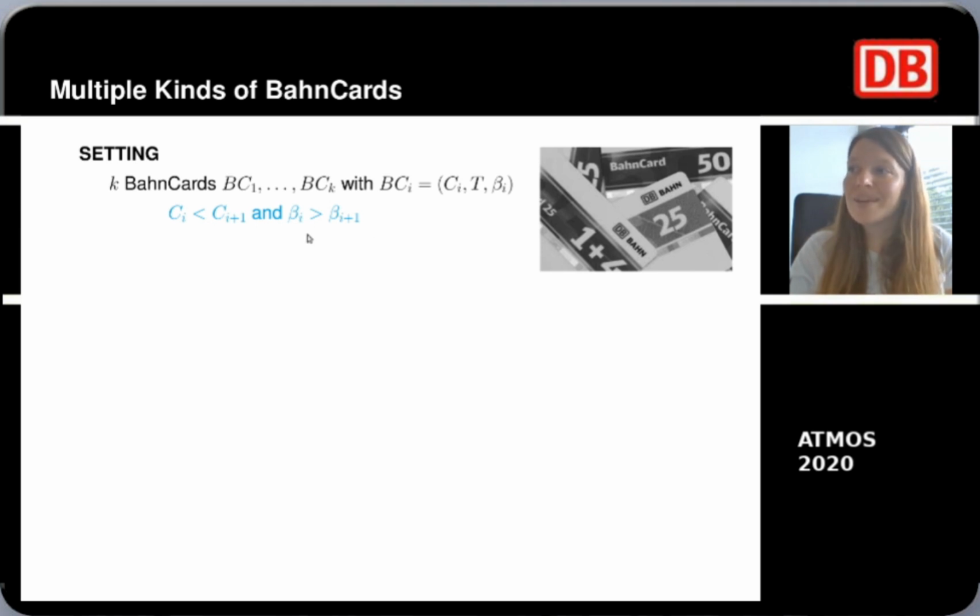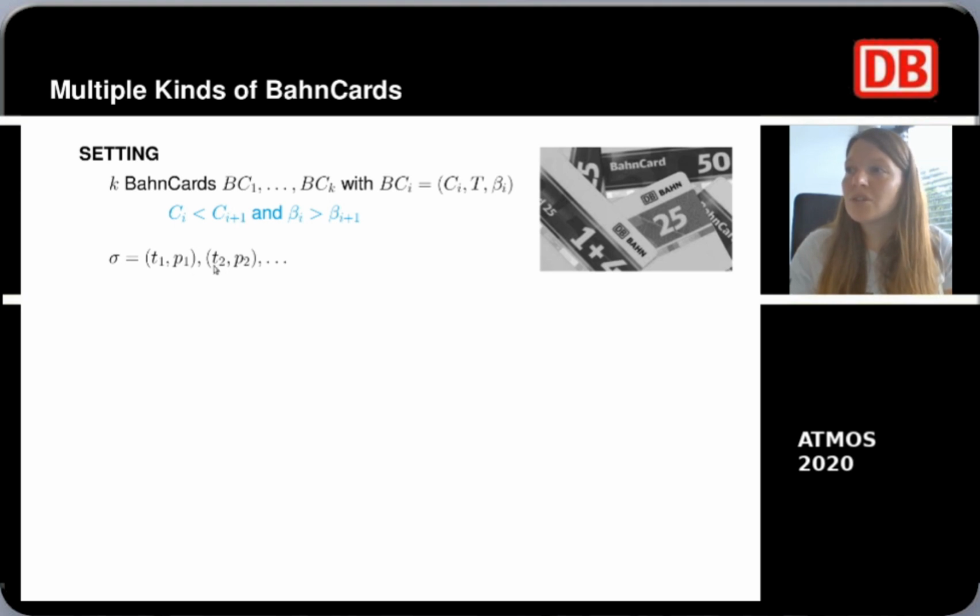So this hopefully makes sense for you: the BahnCard with the highest cost should also have the best price reduction factor, that is the smallest one. Because if you had a more expensive BahnCard which gives you less of a price reduction, you would never buy this one for sure. Alright, so we can now have an order on these BahnCards.